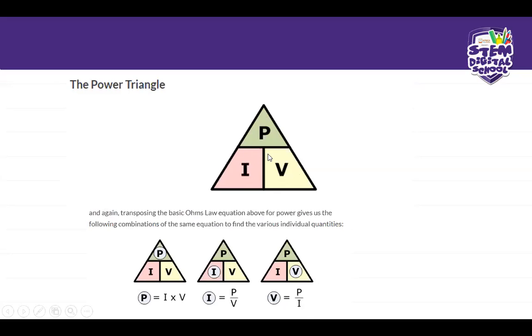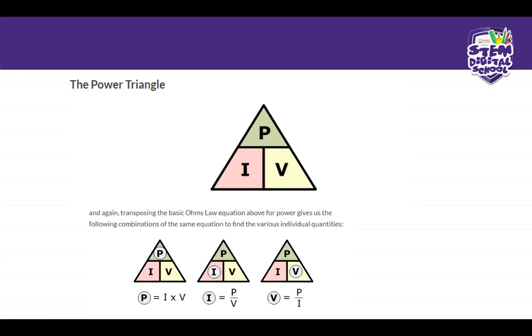So these lines work as division. The vertical line acts as multiplication, and the horizontal line works as division. So it's easier to see. You just put your hand there, and it's going to be P over I. Put your hand there, it's going to be P over V. Put your hand on the power, it's going to be I times V. So these are just other methods that are used to make understanding the concept of the equations much easier for you guys.